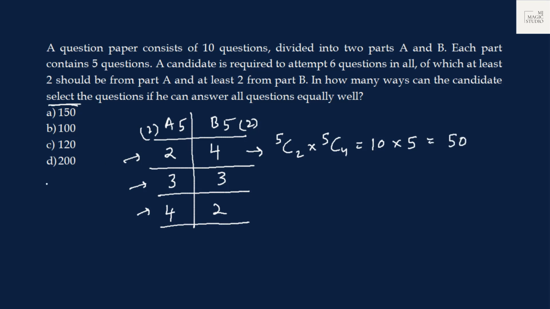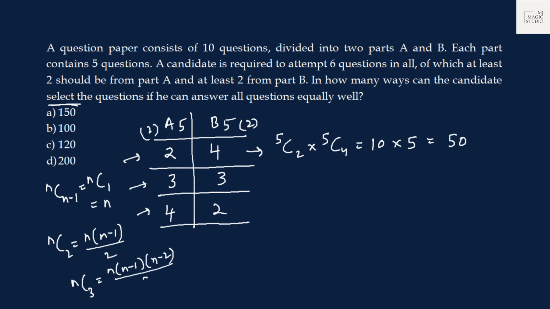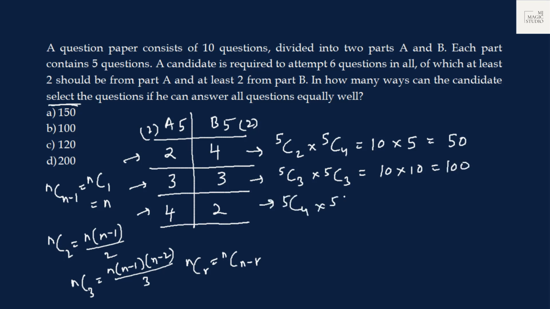5C2 into 5C4. 5C2 is 10, 5C4 is 5. That is 50. Let me tell you, nC(n-1) is equal to nC1, which is equal to n. And nC2 is n into (n-1) by 2. I'm using this for easy calculation. Again, nC3 is equal to n into (n-1) into (n-2) by 3!. Or you may use nCr is equal to nC(n-r) to make it small for calculation. Here we will have 5C3, which is the same as 5C2, into 5C3. So this will be 10 into 10, that is 100. Then we have 5C4 into 5C2, that is 5 into 10, 50.